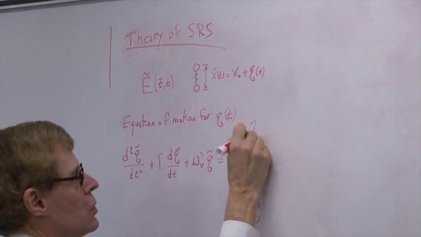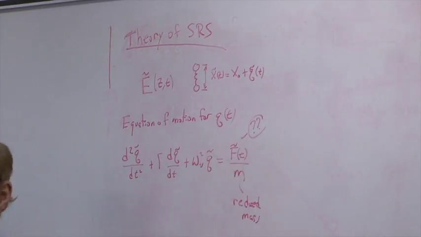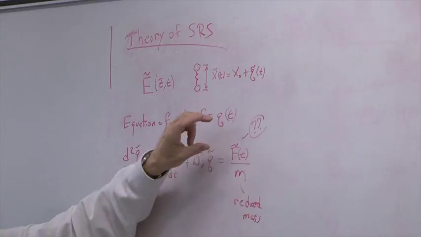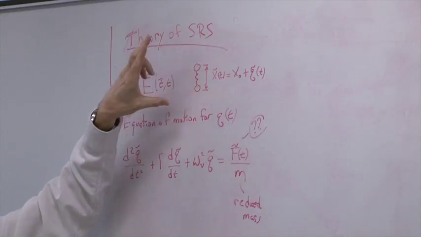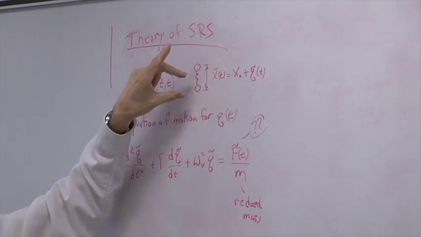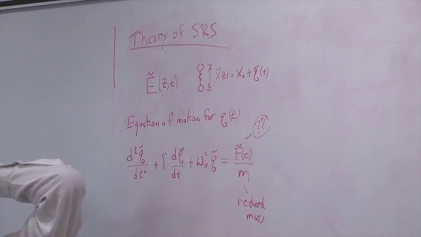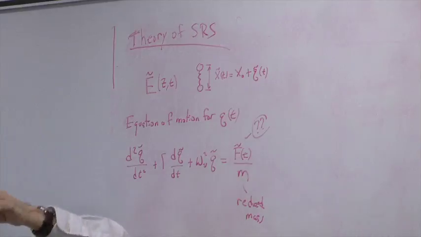But what in the world is f of t? F of t is the force that you apply to this vibrational degree of freedom. When we did the Lorentz model, you had an electron. It was clear what the force is on a free electron. But how do you calculate the force that drives this molecular vibration? And that is the subtlety of this calculation here.